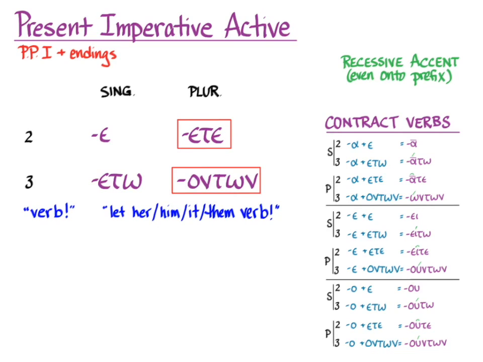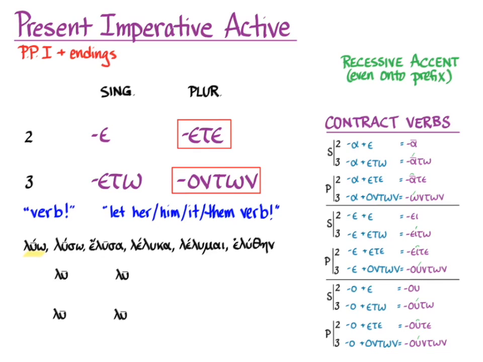But now let's look at an example of the conjugation with luo, our old favorite, not a contract verb. So we're going to have the first principal part, and we're going to use the stem from that, and we're going to add our new endings, and we're going to put in recessive accent, and the translation of λύε, λυέτω, λύετε, λυόντων are all going to be imperatives which we express in English as destroy in the second person and let her destroy or let them destroy in the third person.